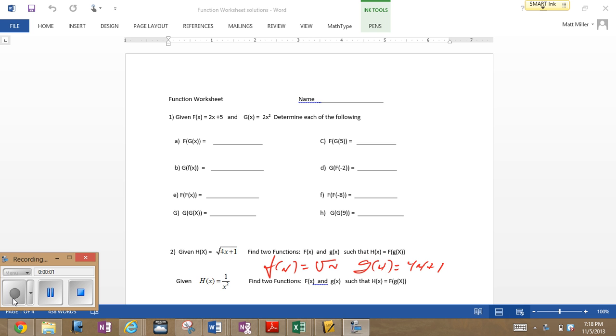We're going to start looking at some of the solutions to this function worksheet. This first part should not be a big deal. You should perfectly understand what this notation implies. G of 9: take 9, plug it in G. 9 squared is 81 times 2, okay, 162, and then 162 back in there again. Just do the work.